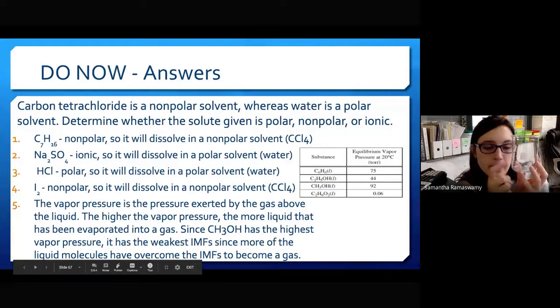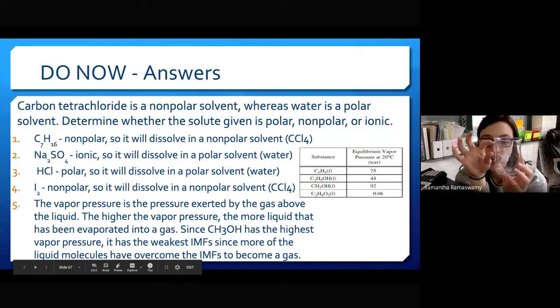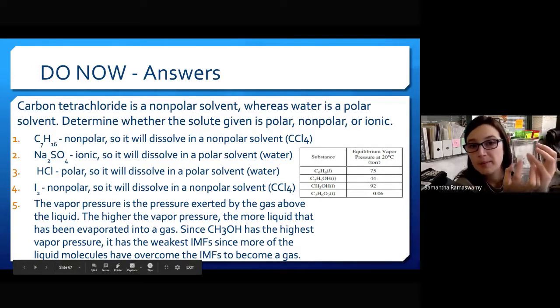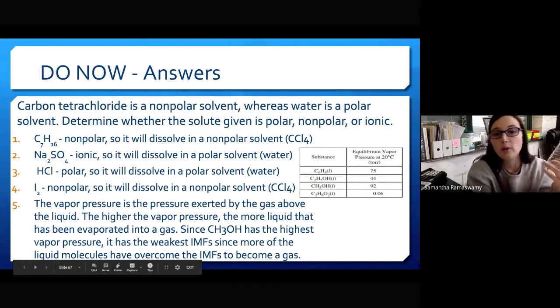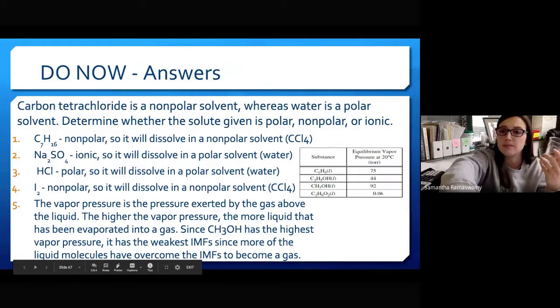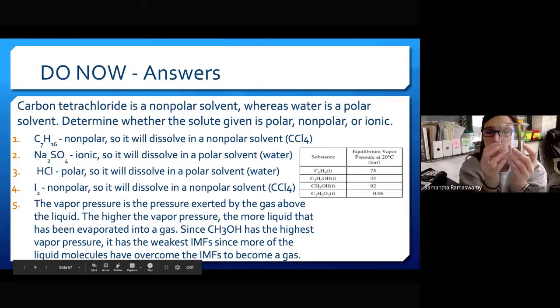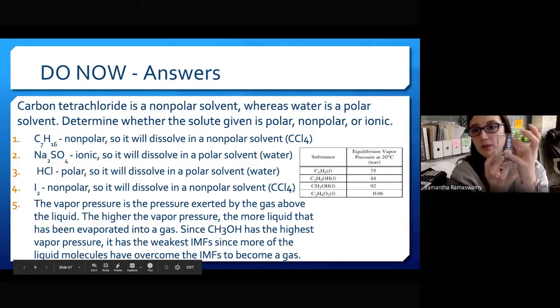We are focusing on the intermolecular forces of the liquid. Now, vapor pressure is the pressure that is exerted by the gas above the liquid. So vapor pressure is based on how much liquid has evaporated and become gas. So when it comes to intermolecular forces, really we're thinking about, is it easy for the liquid to become a gas or is it more difficult to become a gas?